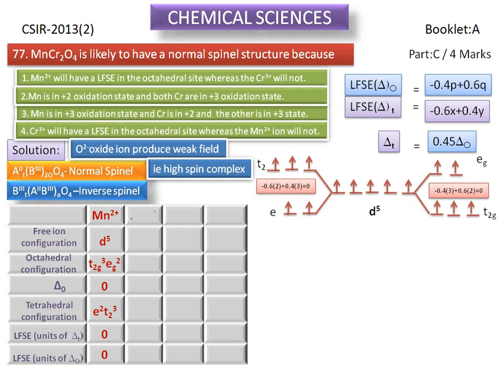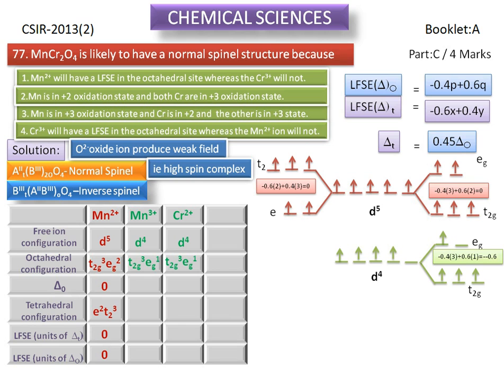Next, we calculate LFSE for Mn3+ and chromium 2+, both having d4 configuration. Its LFSE value for octahedral configuration is 0.6. Here we neglect the negative sign. Similarly, we calculate for tetrahedral configuration. Its LFSE value is 0.4. Its unit in delta 0 is 0.18.